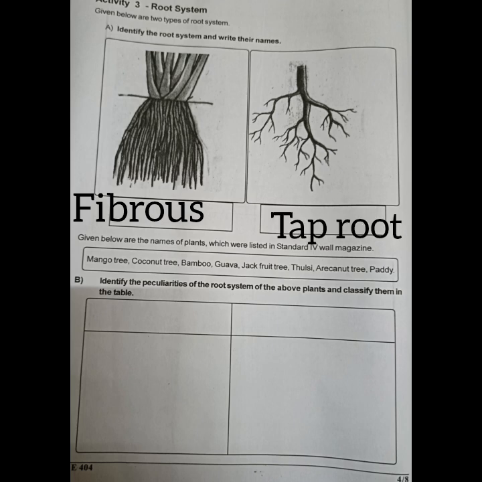Now let's move to the next question, root system. First you can see the fibrous root, that is a cluster of similar roots growing from the base of the stem. And second, you can see taproot system, where a large taproot is present and smaller branches grow from it.